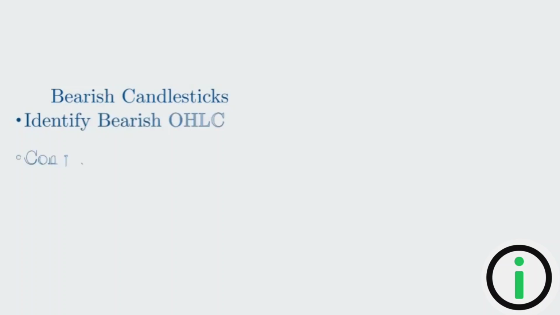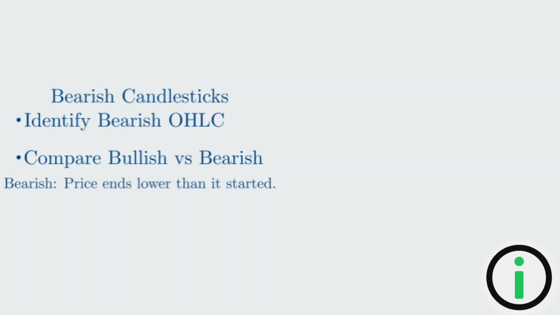Now that we understand a bullish candle, let's look at the opposite scenario. In this scene, you will learn to identify a bearish candlestick and compare it to a bullish one to determine market sentiment. Our learning objectives are to identify the open, high, low, and close points for a bearish candle, and compare bullish and bearish structures. When the price ends lower than where it started, we call this a bearish candle. It is usually colored red or black.